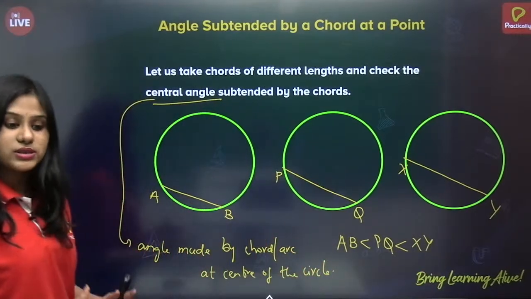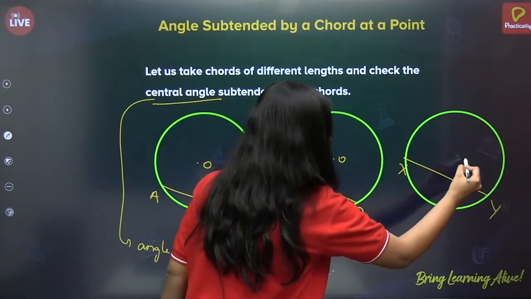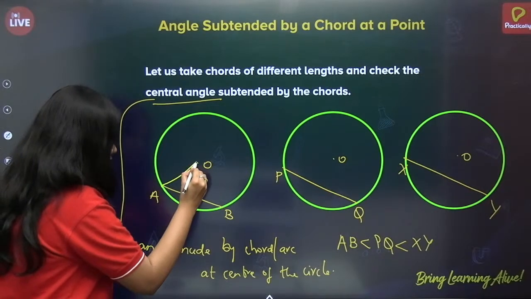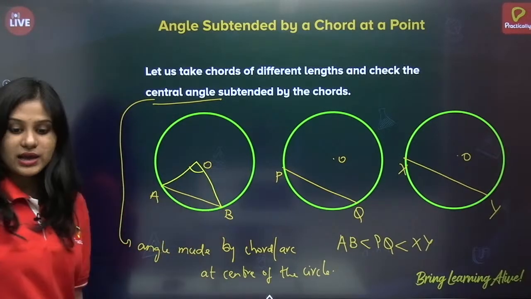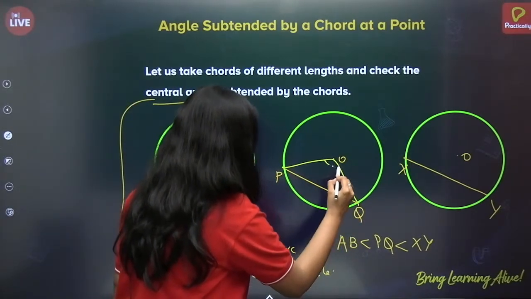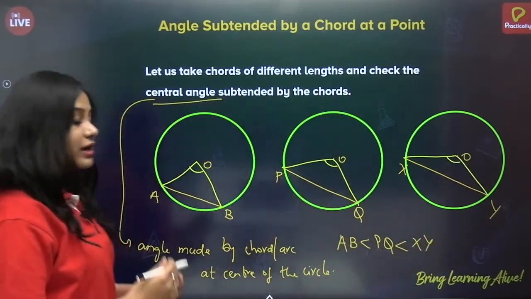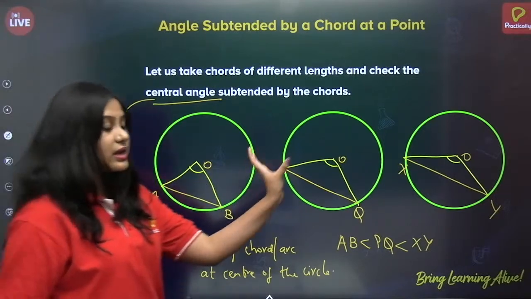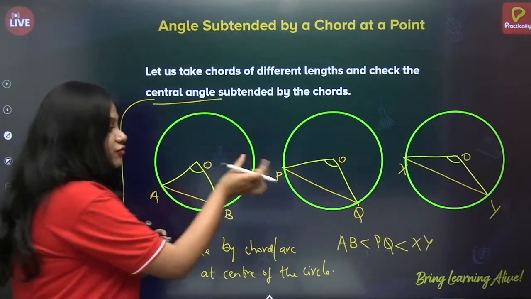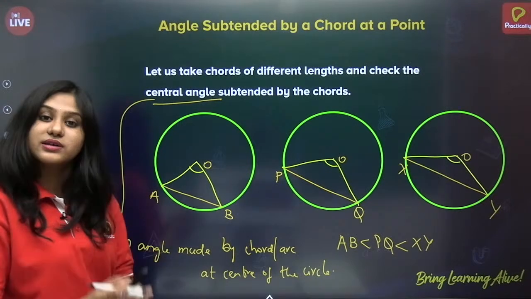Now let us see the central angle. So this is O, O and O. First let us see the first condition. This is the central angle, correct? In the next, this is the central angle, and in the next, this is the central angle. Now if you observe these three figures carefully, what do you depict? We see that as the length of the chord keeps increasing, the central angle is also getting increased, correct?